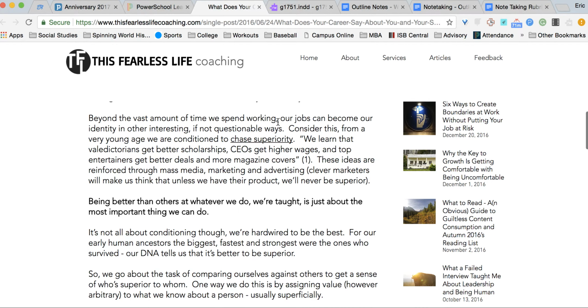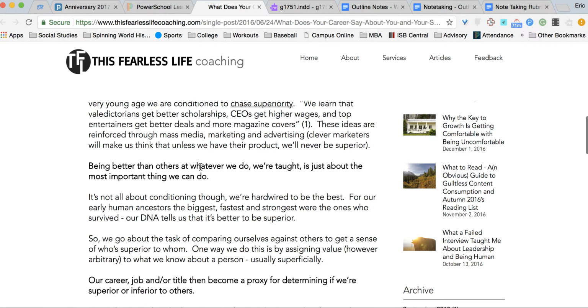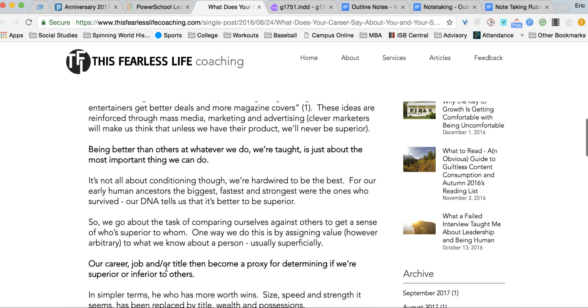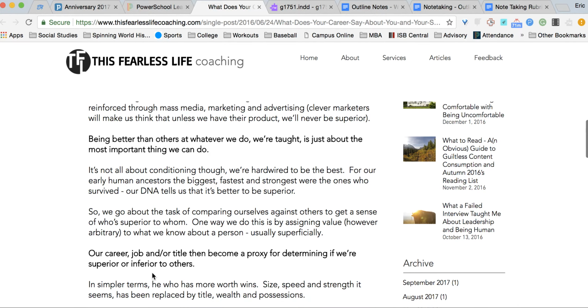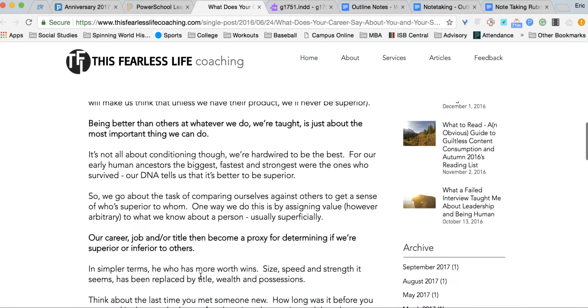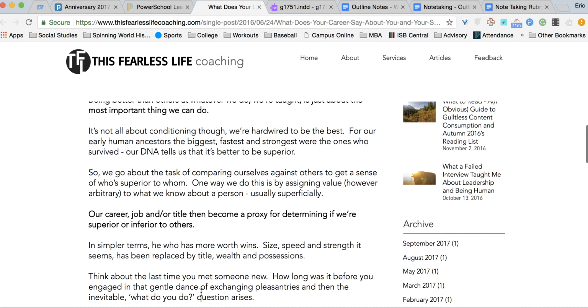Beyond the vast amounts of time we spend working, our jobs can become our identity in other interesting, if not cultural ways. Our career, jobs, and titles become a proxy for determining if we're superior to others. So it's a way of seeing if we're superior to others. He who has more worth wins. Think about the last time you met someone. How long was it before you engaged?